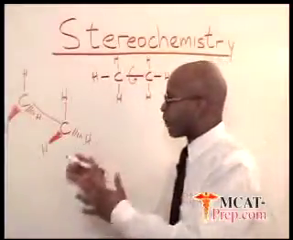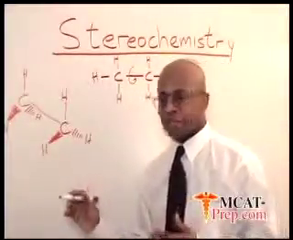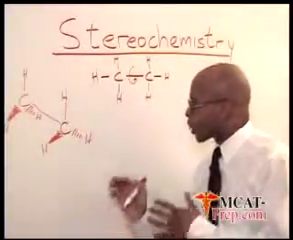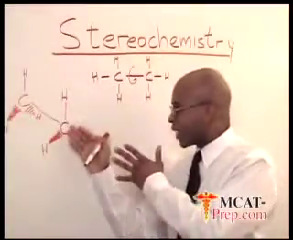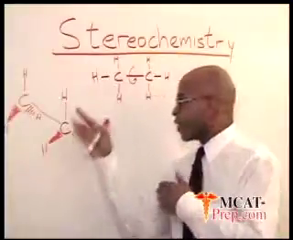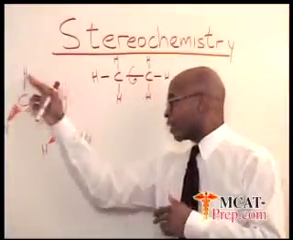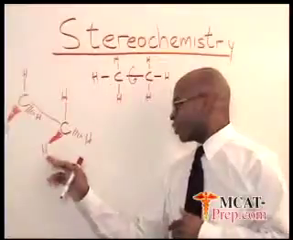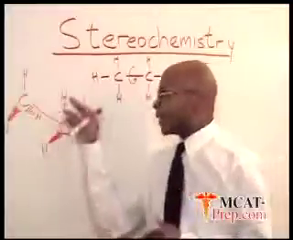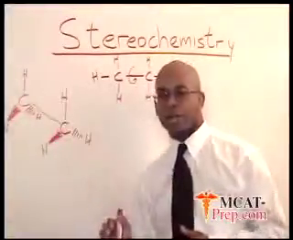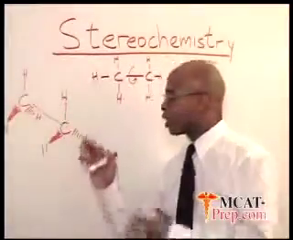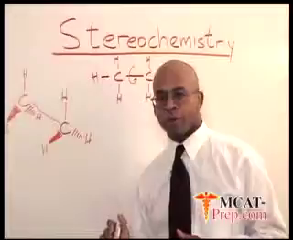Now when we look at this sawhorse projection of the ethane molecule, note that if I'm looking at the molecule from this angle, then for me, this hydrogen would be in front of this hydrogen. This hydrogen would be in front of this hydrogen, and this hydrogen would be in front of this one. Because this hydrogen is in front of that hydrogen, we say that it eclipses this hydrogen. So this is called an eclipsed conformation.